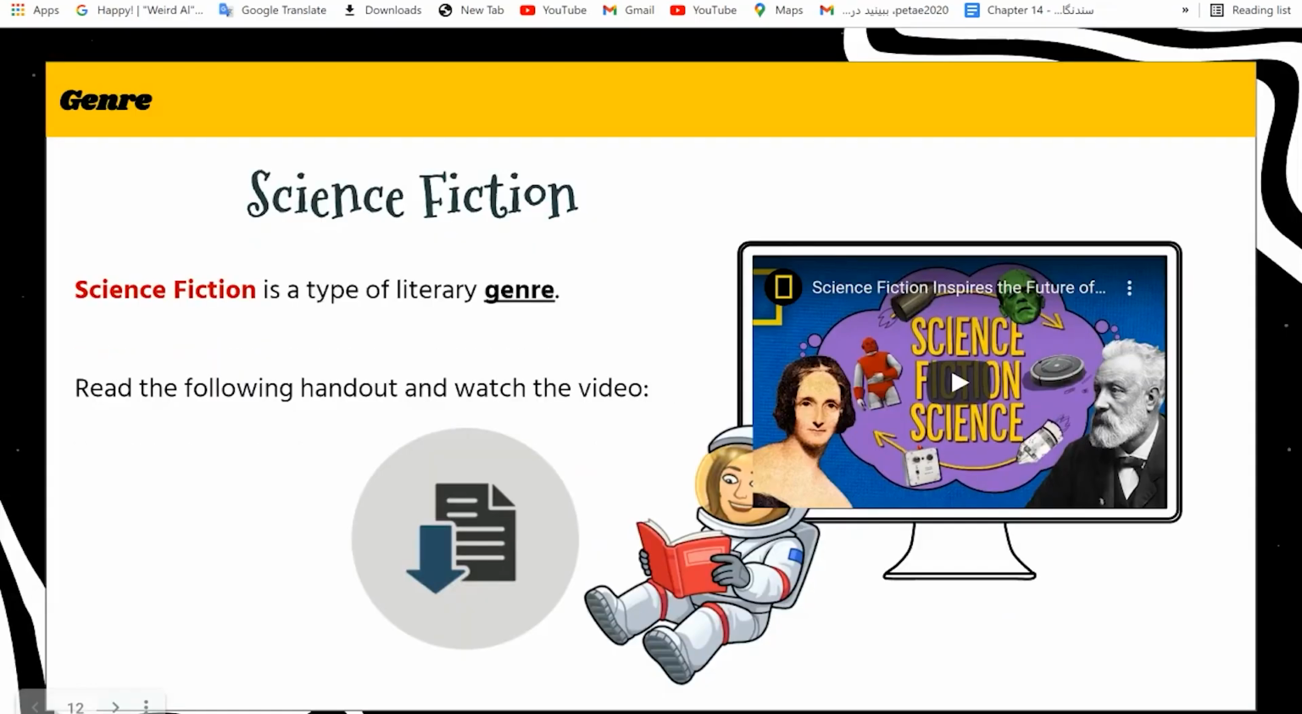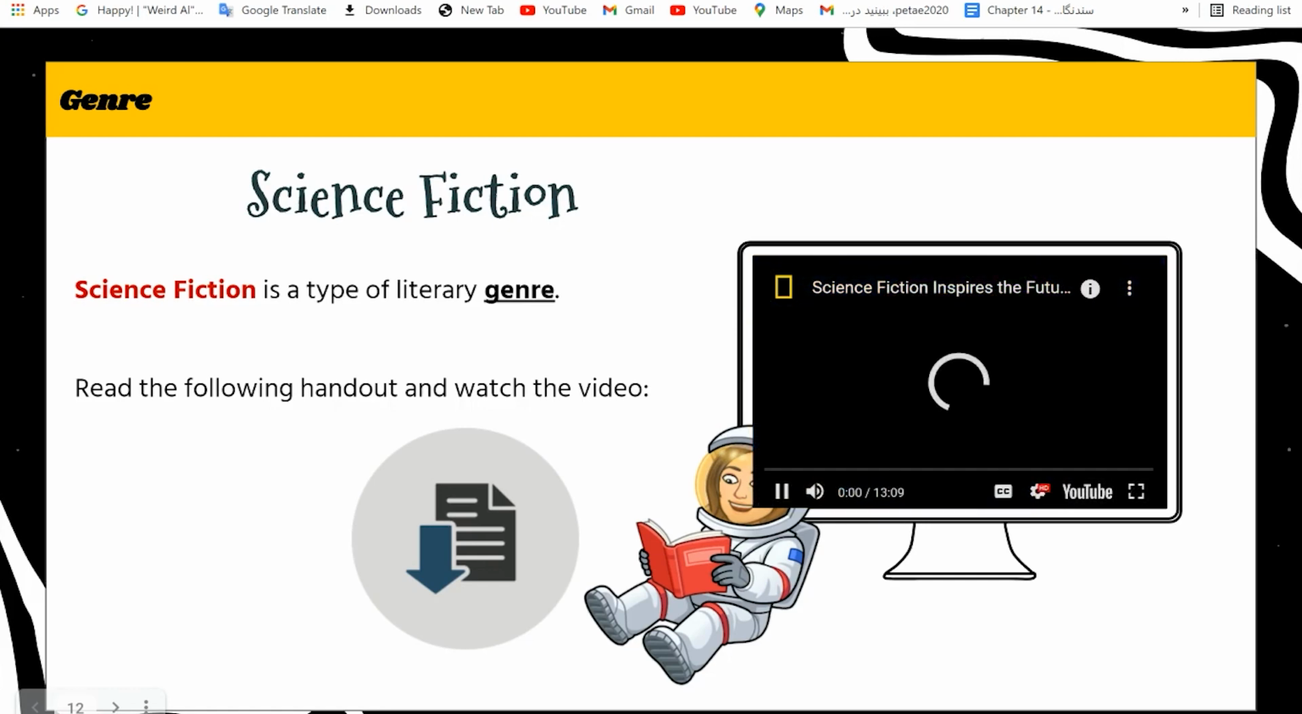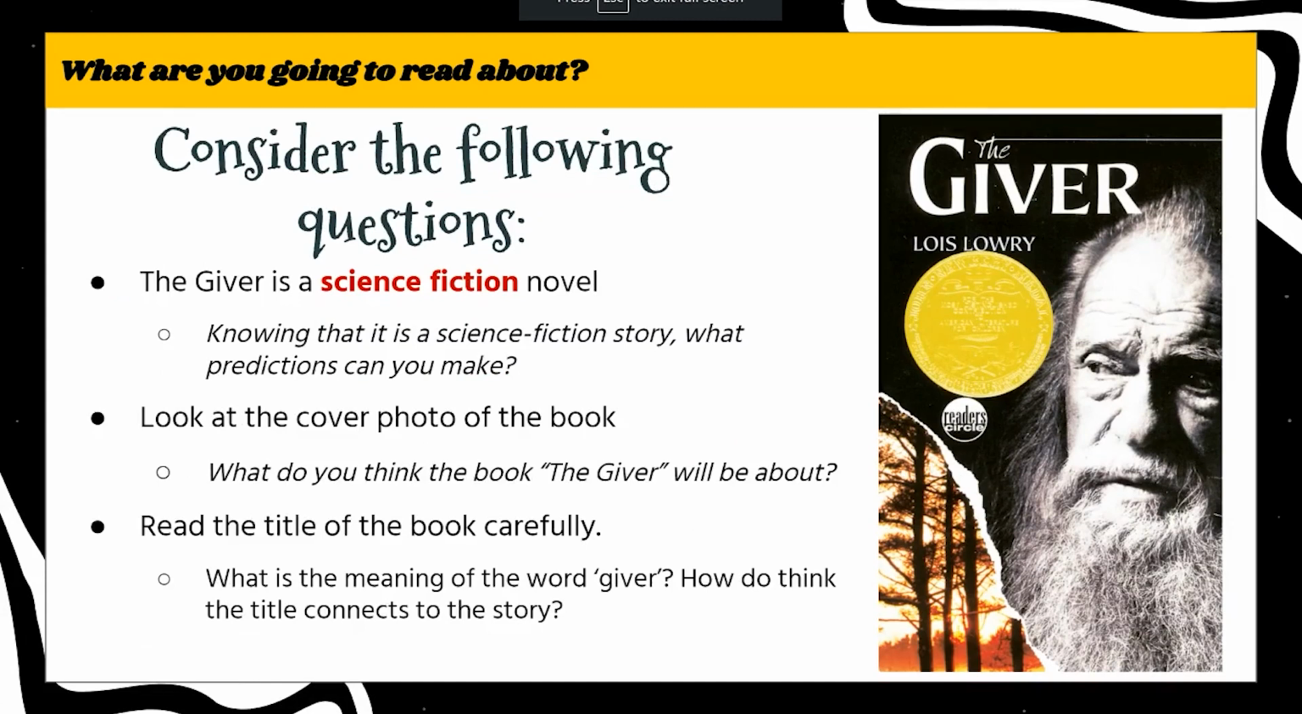For example, science fiction, it's a movie or this book, The Giver. The Giver is science fiction, or Heroes, the movie, is science fiction. And next, I have a video, you should watch it.